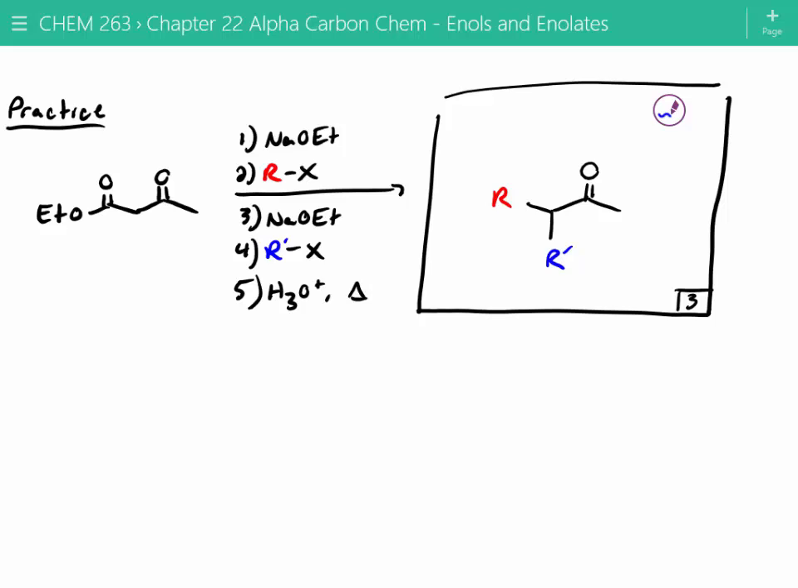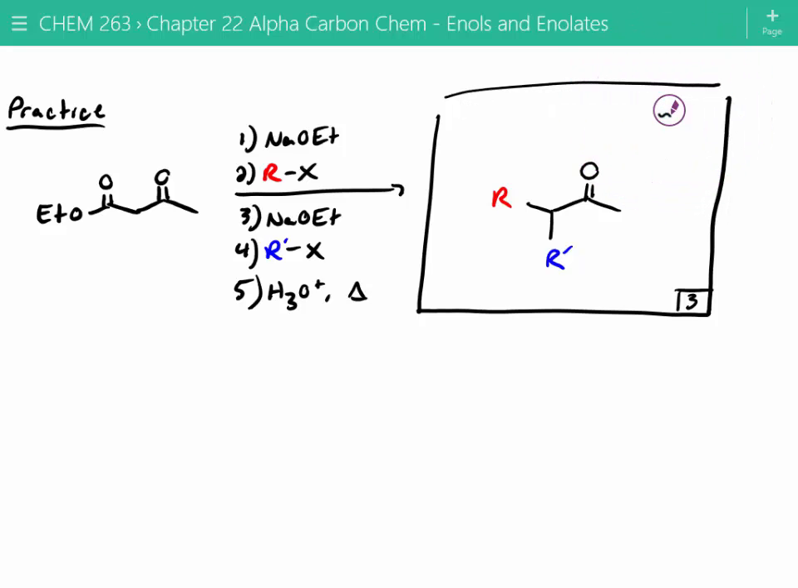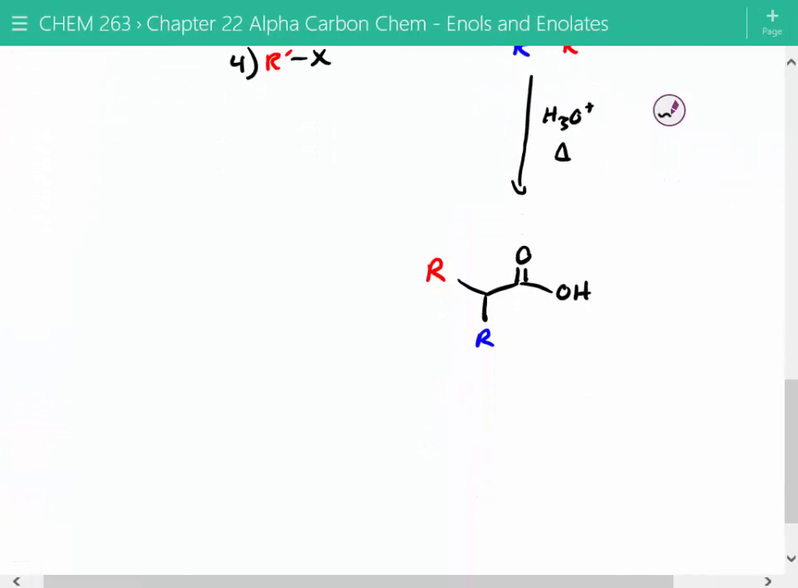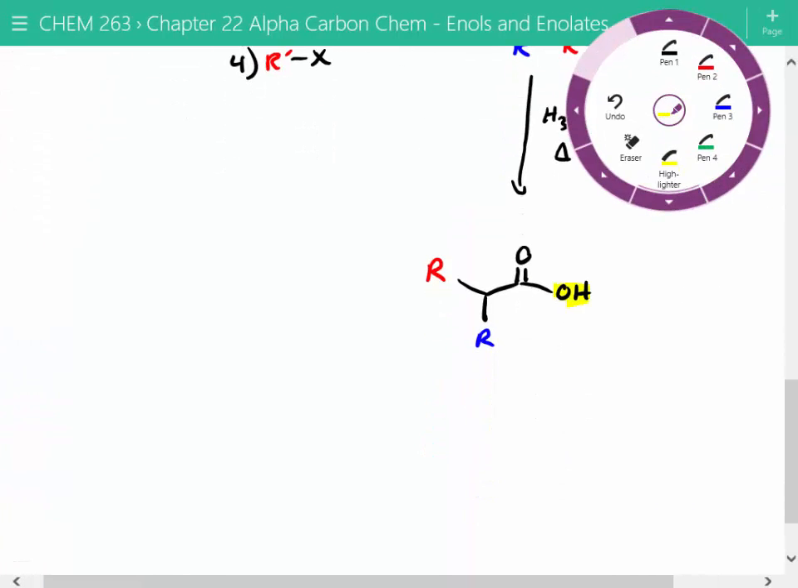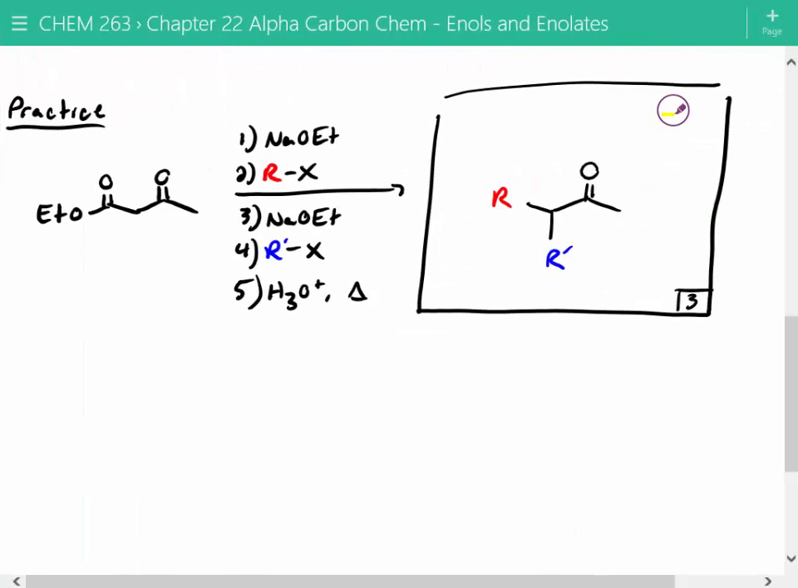All right, now let's do a different one. This one's a little bit challenging. Professor, if you don't have a carboxylic acid, why do you have it? So let's go back and look at our product from the malonic ester synthesis. In that one, we had an alpha substituted carboxylic acid. In this one, we have an alpha substituted methyl ketone.